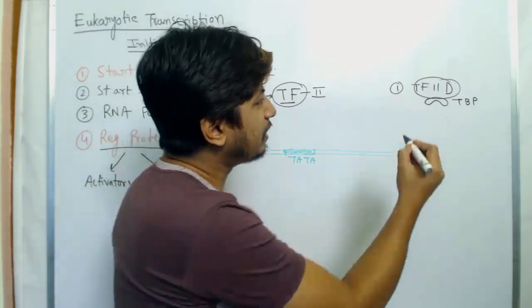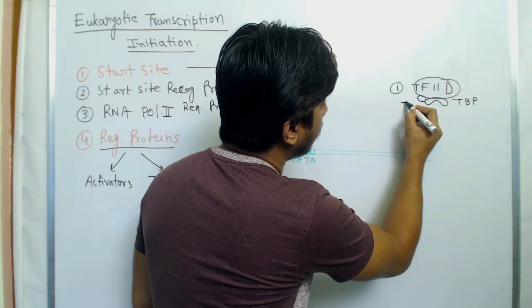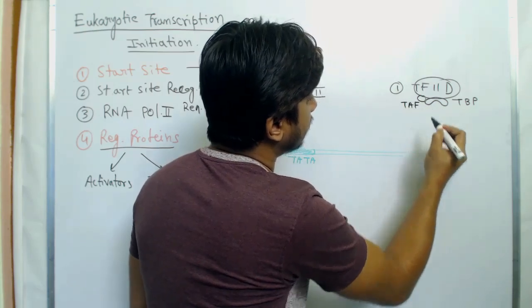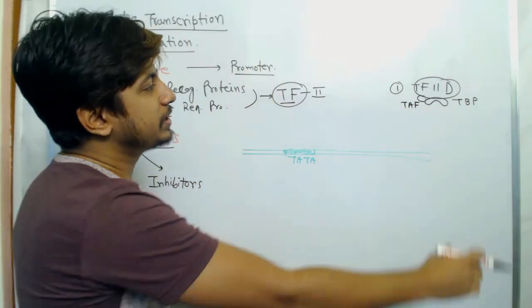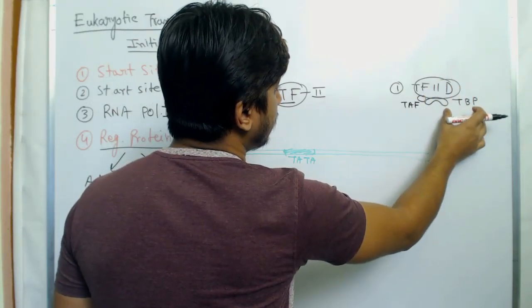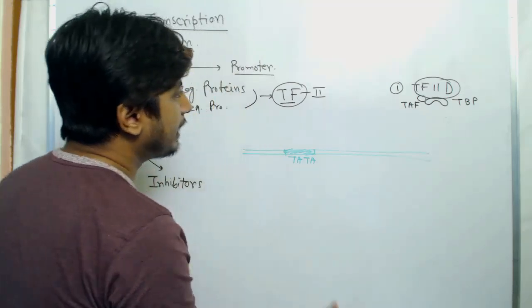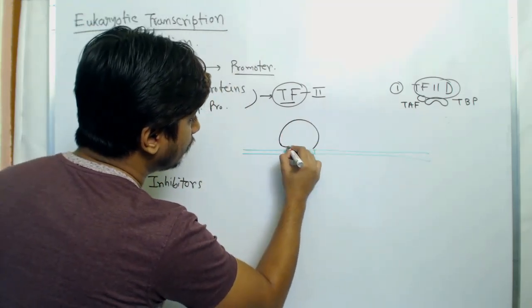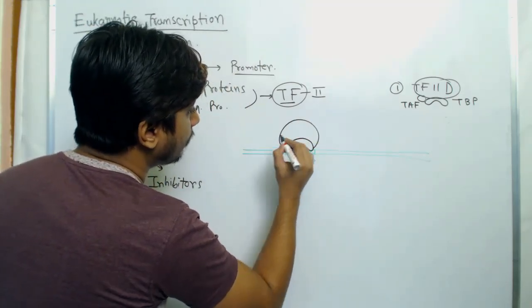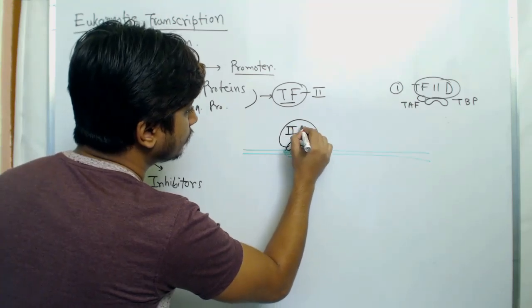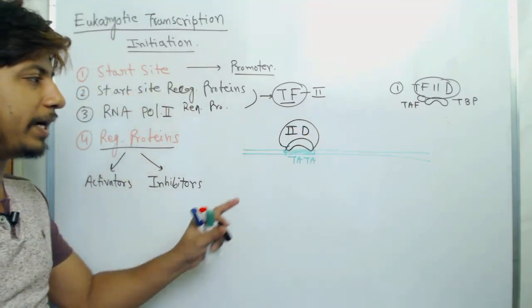Okay, and another component known as TATA box binding protein associated factor, or TAF. So this TFIID, along with TBP, which is a part of TFIID, and another fragment called TAF, can easily bind to the TATA box. TFIID binds to the TATA box.